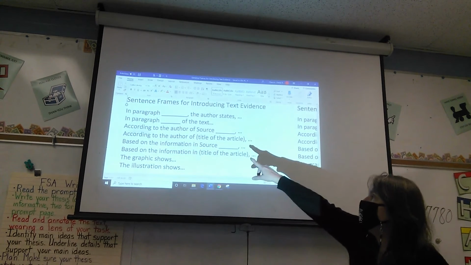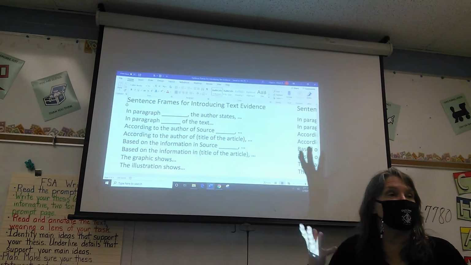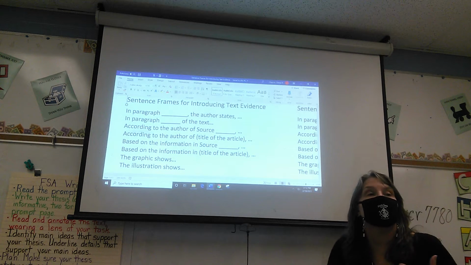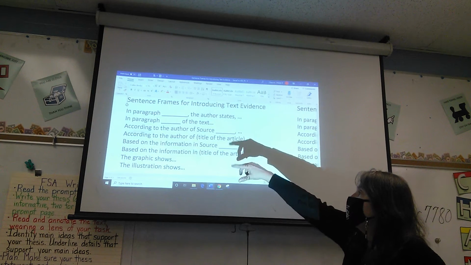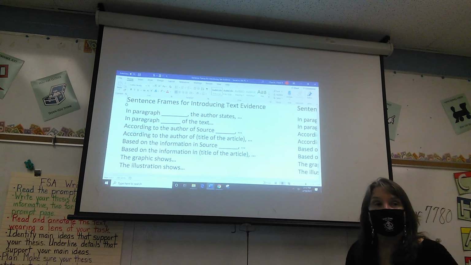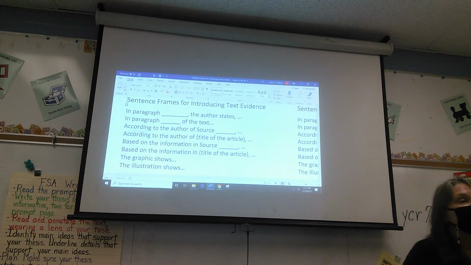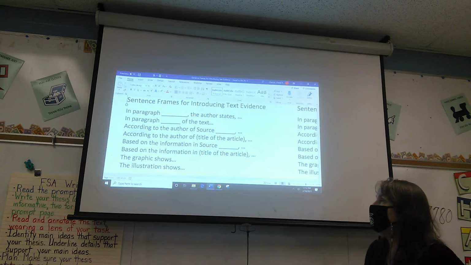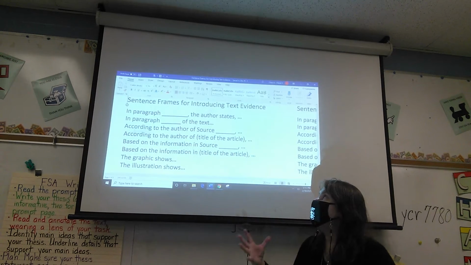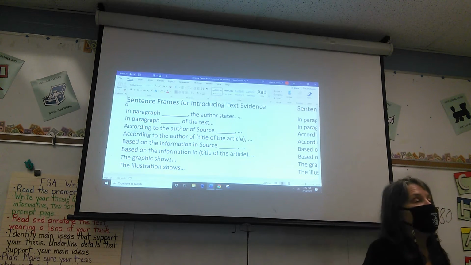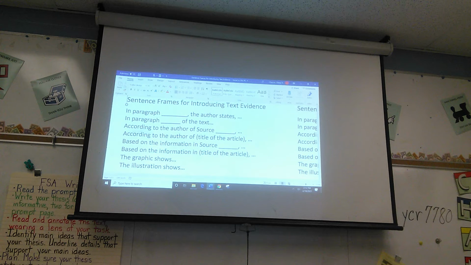Okay, another way: In paragraph blank, you would put the number in there. The text sets have numbered paragraphs. If not, you can number the paragraphs. In paragraph blank of the text, and then you could go ahead and summarize, quote, paraphrase. Another one: according to the author of source blank. For example, the one for the mock essay had three sources, right? So you would have source 1, source 2, or source 3.